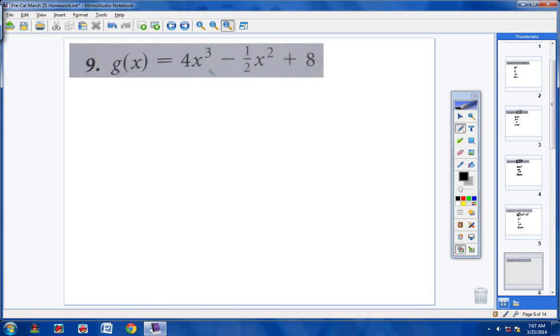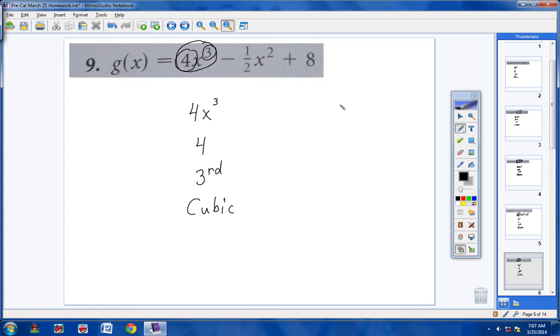Number 9. This one is written in standard form. Your highest exponent is first, and then we go down from there. So this is my lead term, my first term. This is my lead coefficient, so my lead coefficient is 4. My highest power is 3, so I have a third degree function. And what do we call a third degree function? We call it a cubic, okay?